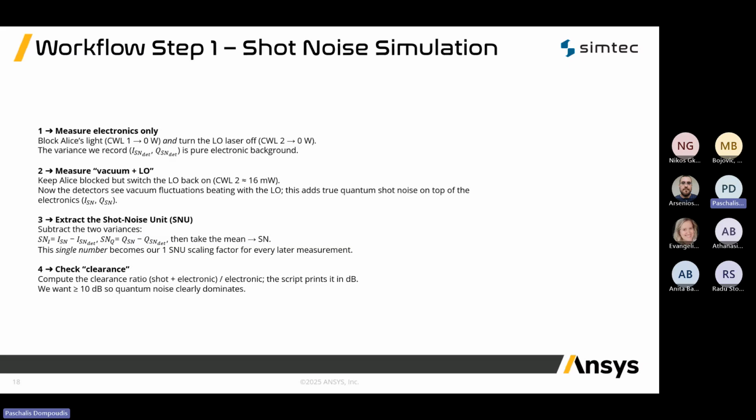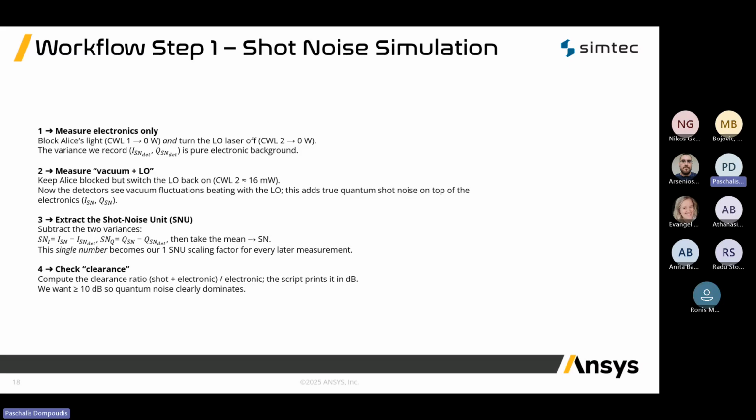So the first step is the important step of noise calibration. First, we measure the electronics alone, as I said in the previous slides. So we block every light path. We have no signal and no local oscillator. And what's left is the tiny hiss of the receiver electronics. Then, still without a quantum signal in step 2, we turn Bob's laser up to about 16 milliwatts. So now the photodiodes will see the unavoidable noise due to the local oscillator.